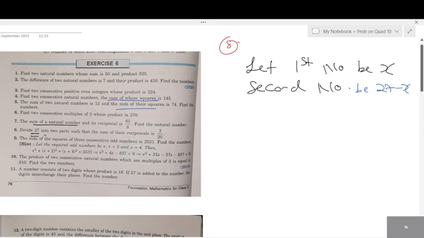Next, divide 27 into two parts such that the sum of their reciprocals, sum meaning addition of their reciprocals, both together. So you have to take the reciprocals: 1 by x plus 1 by 27 minus x is equal to 3 by 20.